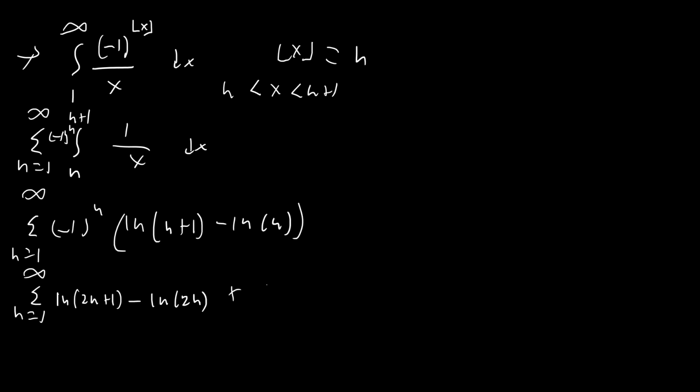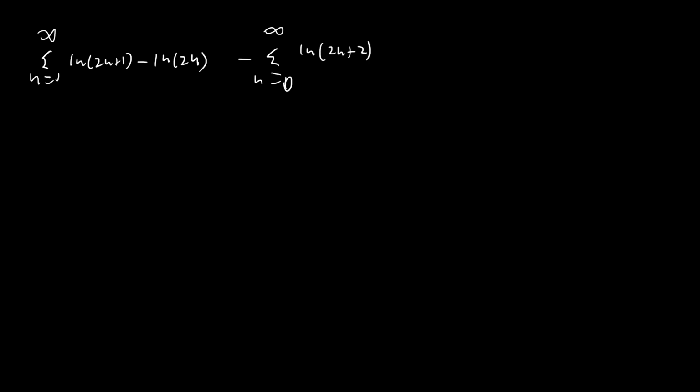Plus another summation, so this one's going to be a sum from n equals 0 to infinity, and we're going to have a negative sign because now all our -1 to the n are going to be negative. Oh, I accidentally just moved a slide here. Okay, we have a sum from n equals 1 to infinity of ln 2n plus 1 minus ln 2n, minus the summation from n equals 0 to infinity of ln 2n plus 2 minus ln 2n plus 1.